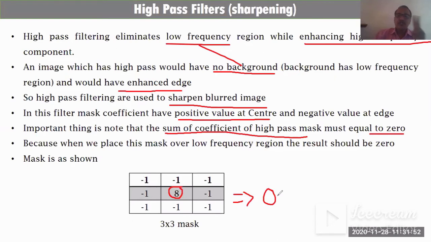These two things are important for the mask in high pass filtering, because when we place this mask over a low frequency region, the result becomes 0. Why? Because when we put this mask on a low frequency region, the value will be 0. So an example of a mask is this.